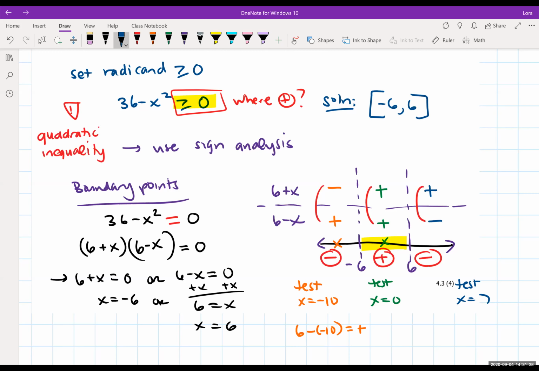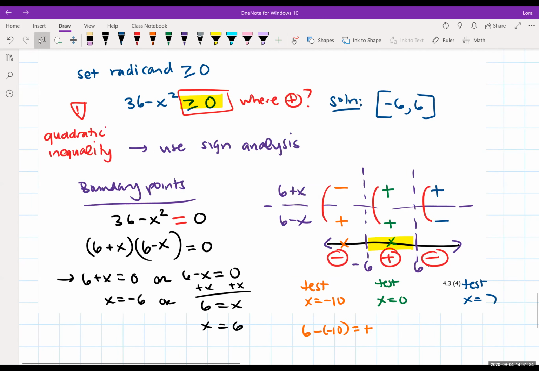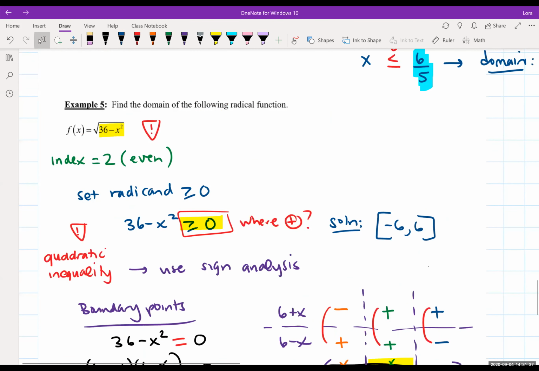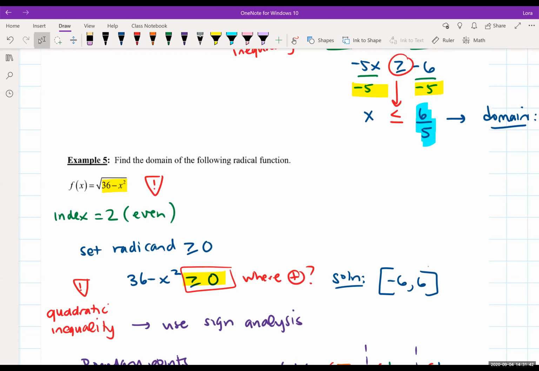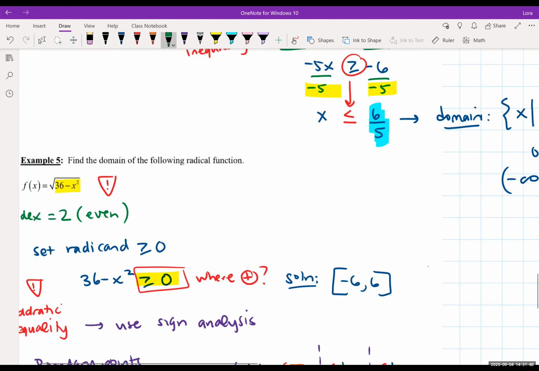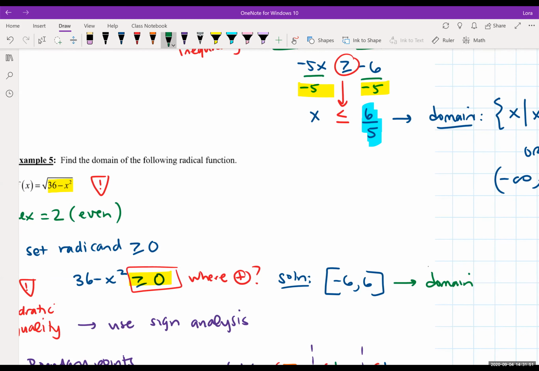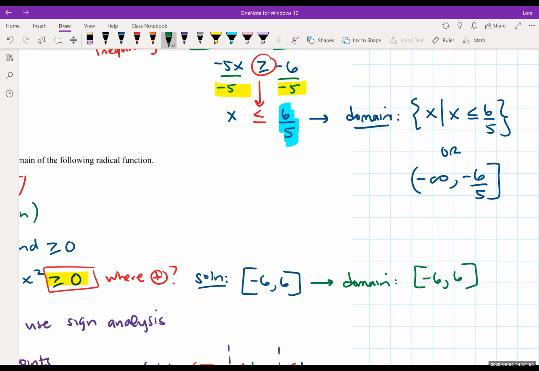Now, the question remains, why did we solve this inequality in the first place? We were trying to find the values of x that gave us a positive radicand, or equal to 0. So the solution to this inequality is actually what we're trying to find. So what is the domain? You can list it in the interval notation that you found. Or if you prefer set notation, that would be x such that x is in between the two numbers. That's a very nice, accurate way to figure out your domain.